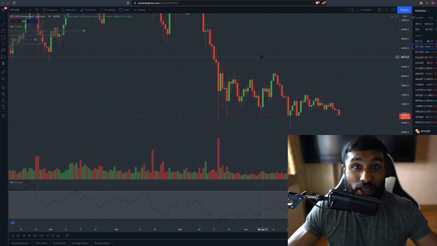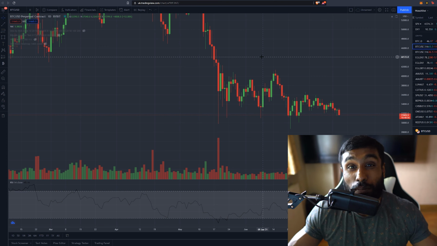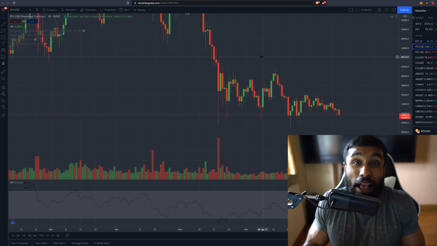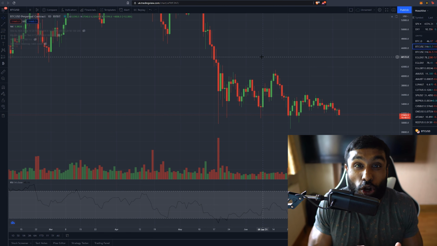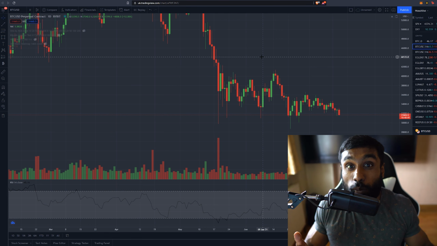Now, the next indicator that I use is the relative strength index. The relative strength index is a momentum indicator which measures the magnitude of recent price changes, effectively helping you identify whether a stock, asset, or cryptocurrency is overbought or oversold.